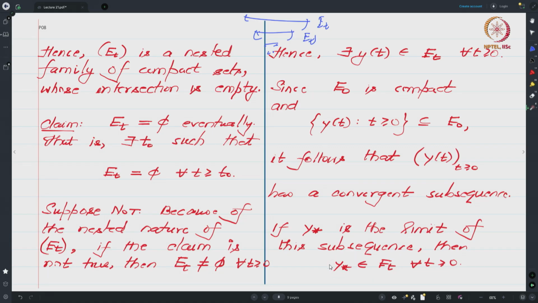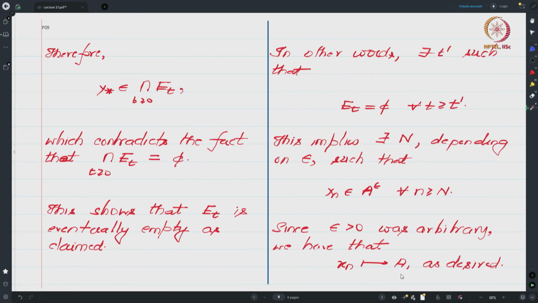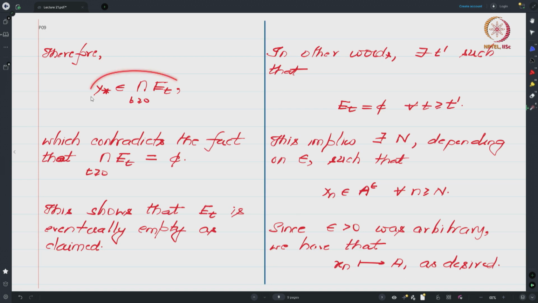Now, this y star does not depend on t, right, and we are saying that this y star lies in ET for all t greater than or equal to 0. So, that allows us to conclude that y star must be an element in the intersection of ET. However, we previously showed that the intersection of ET is empty, which means that you cannot have any element in the intersection of ET, but we just showed that there is an element, which allows us to conclude that our supposition is incorrect, that is, we have a contradiction. Okay. In other words, the claim indeed must be true, and hence ET must be eventually empty as claimed, right.